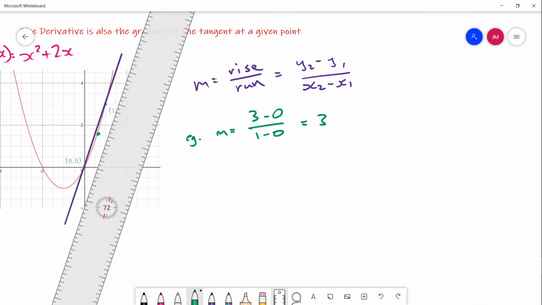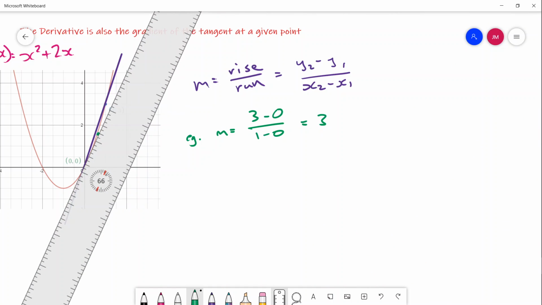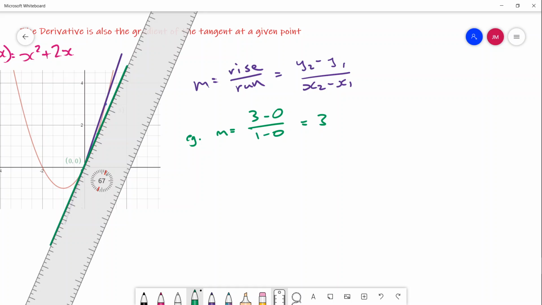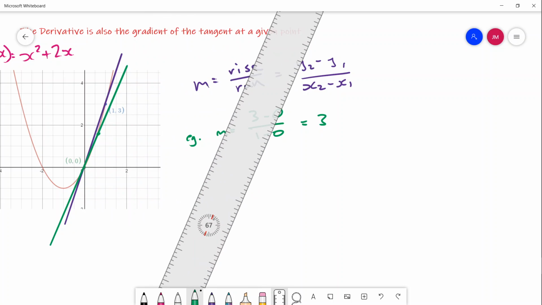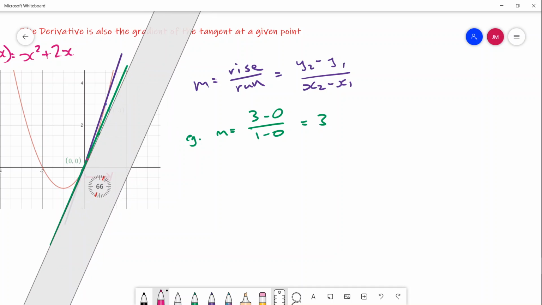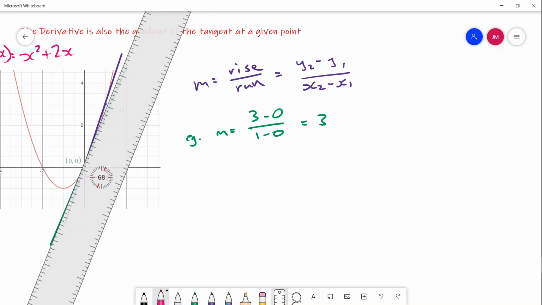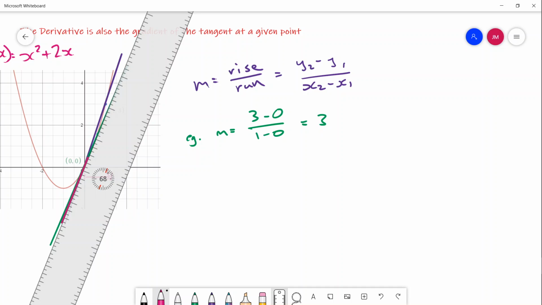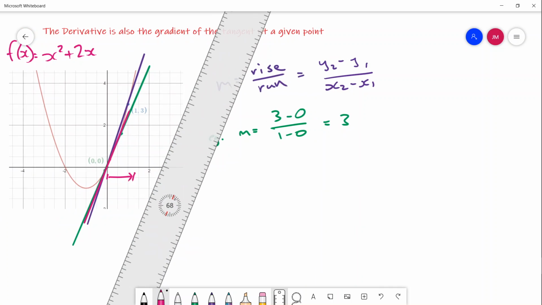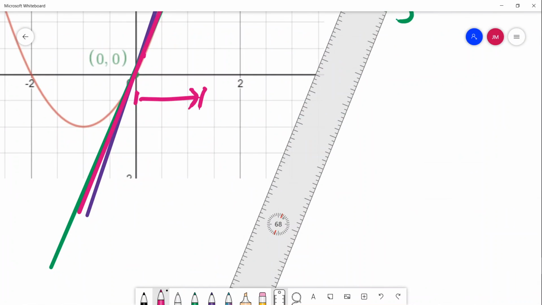I'll grab my ruler and connect those 2 points. What you'll find is that the smaller the gap between the 2 points that you pick, the closer the line is going to get to the tangent. So as I move this closer and closer, you can see that the gradient of the line is changing, and the ideal scenario is that I pick a point so close to my original value that I'm getting closer and closer to the actual tangent.